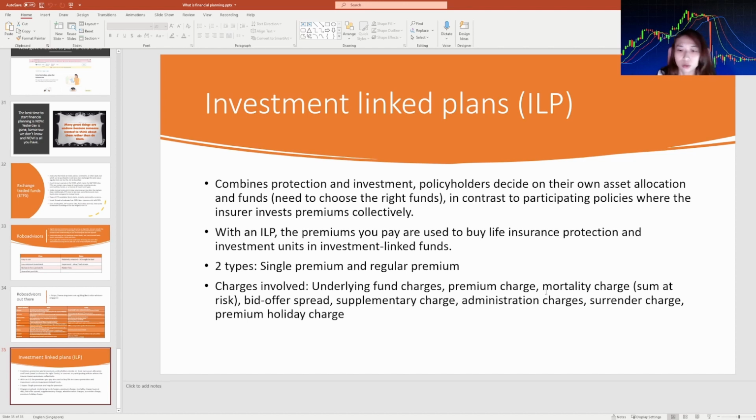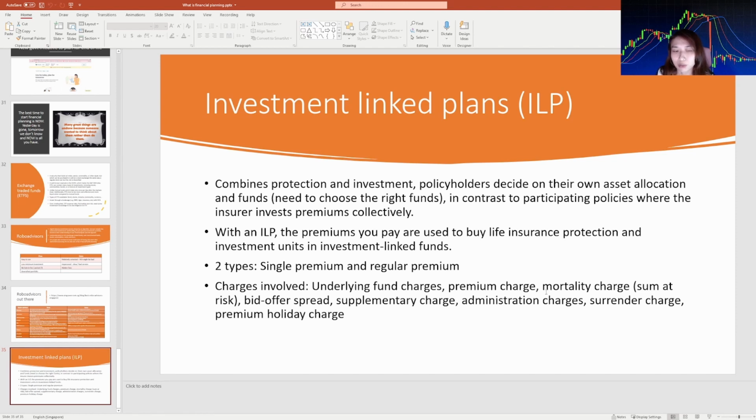Premium charge is like, if you invest $100 and the premium charge is 20%, it means only 80% will be invested into the mutual fund. Okay, so next is the mortality charge. The mortality charge is a charge on the sum at risk.